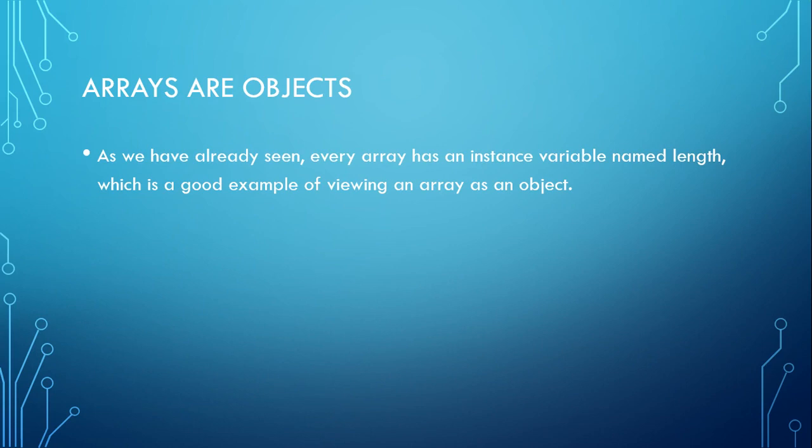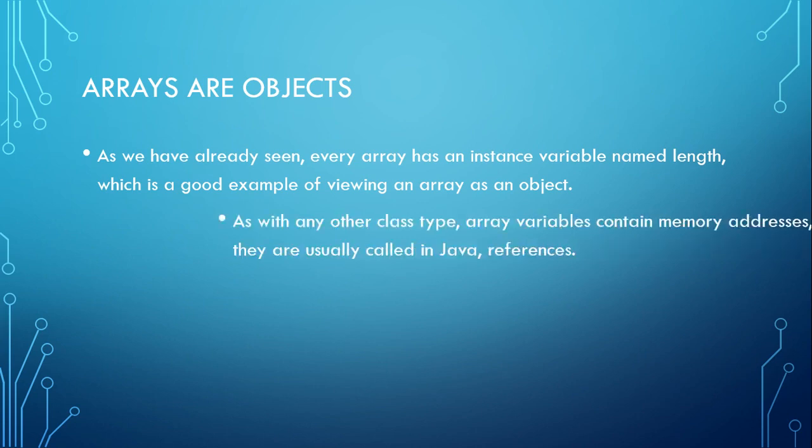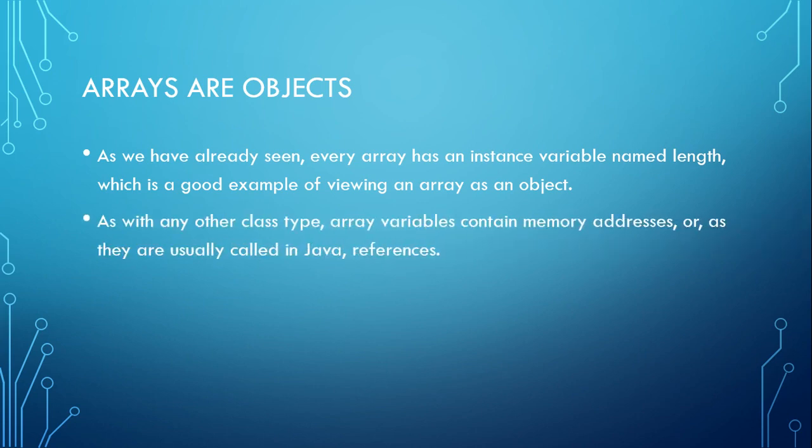As we've already seen, every array has an instance variable named length, which is a good example of viewing an array as an object. So, like I said, we talked about array length. It's used to get the length of the array. And as with any other class type, array variables contain memory addresses, or as they are usually called in Java, references. So every variable at those different index positions that you make inside of an array, so array at 0, 1, 2, etc., those all are containing a memory address in order to store that information. So array types truly are reference types.